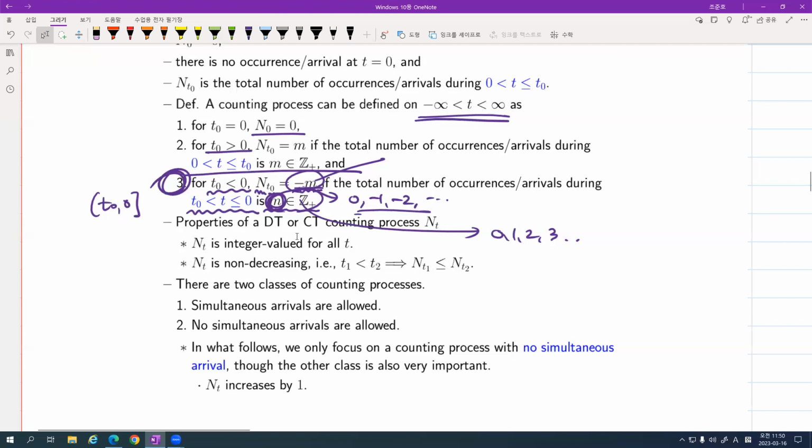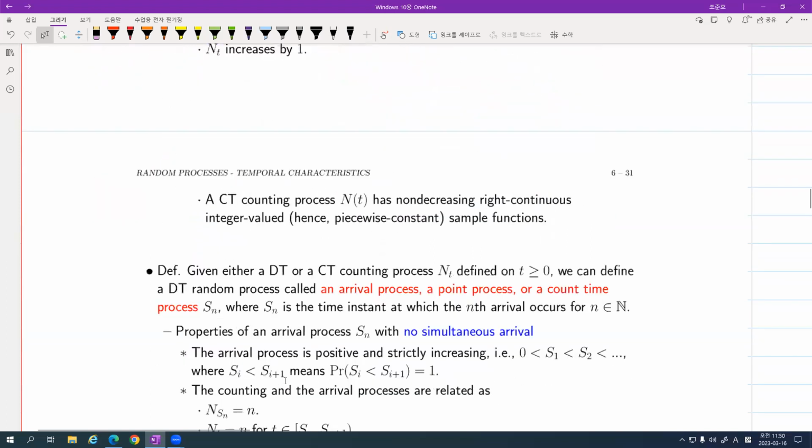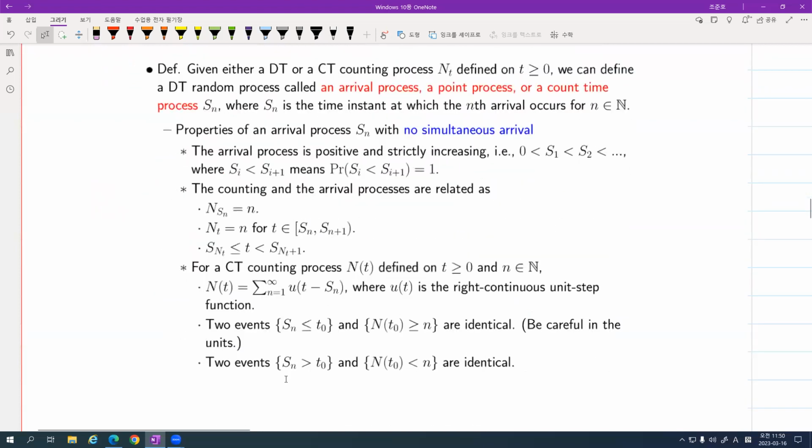Anyway, whether it is a discrete time or a continuous time, a counting process has this property. It's integer valued for all t, and it's non-decreasing because we only count up. Got it? If no simultaneous arrival happens, then every sample path increases by 1 if it increases. Now we formally define an arrival process or a point process or a count time process S sub n. And as you see, if no simultaneous arrival, then S1 is positive and S2 is greater than S1. Got it? And in this case, the probability of S sub i less than S sub i plus 1 is 1.